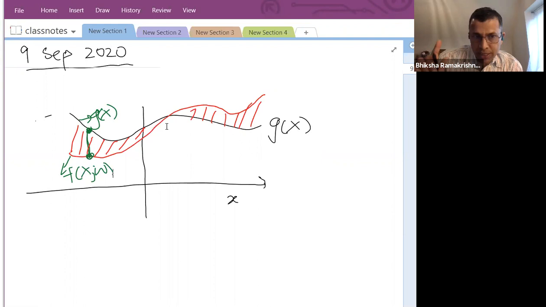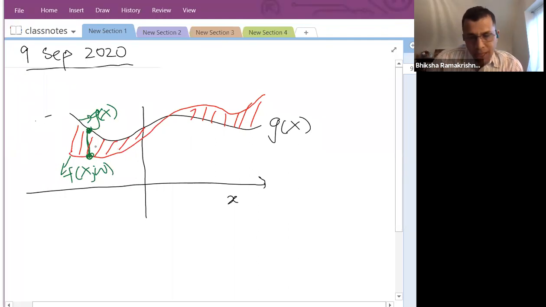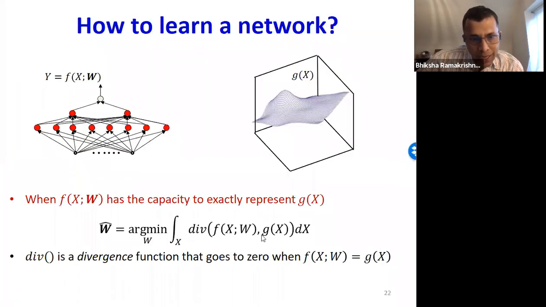So here is the criterion. It should be 0 if g equals f. It should be positive otherwise. And now this quantifies the error at every point. So this entire area is simply going to be the integral of this divergence between f and g computed over the entire input. And what we want to compute is the set of weights that minimizes this divergence.